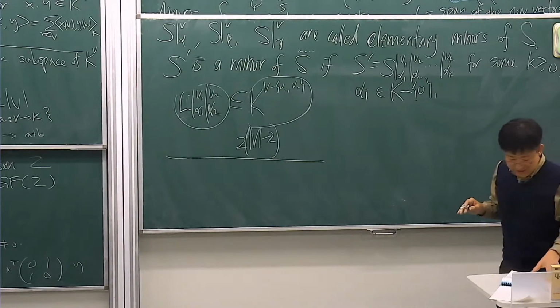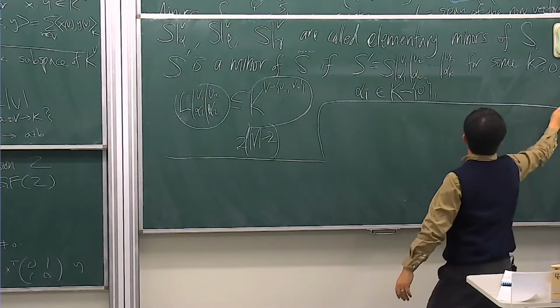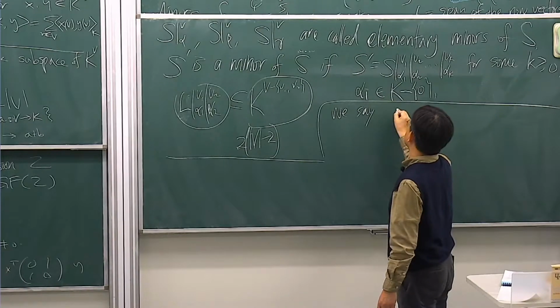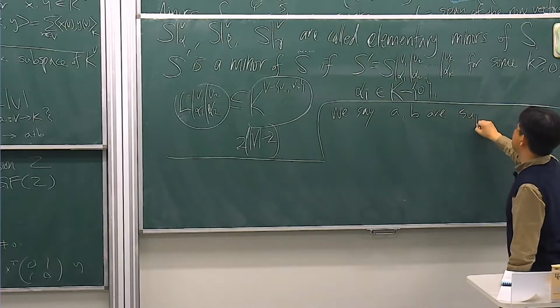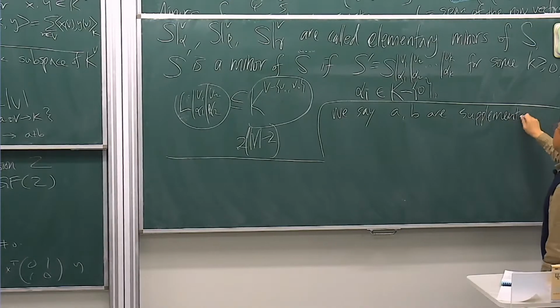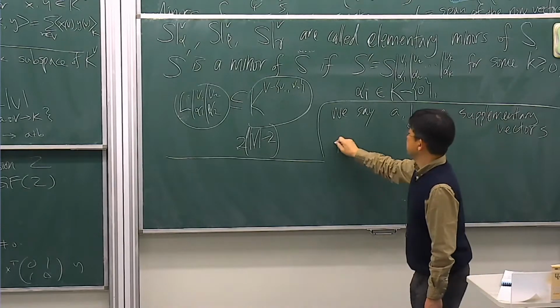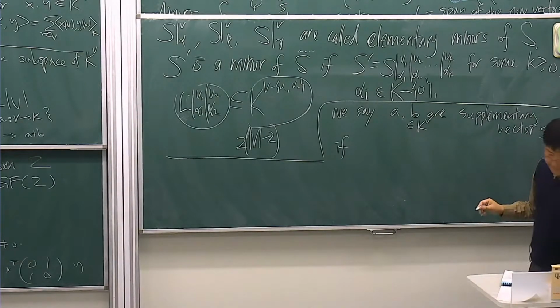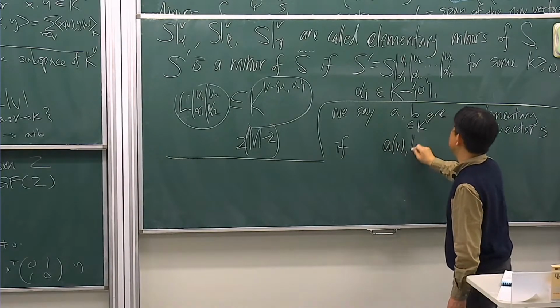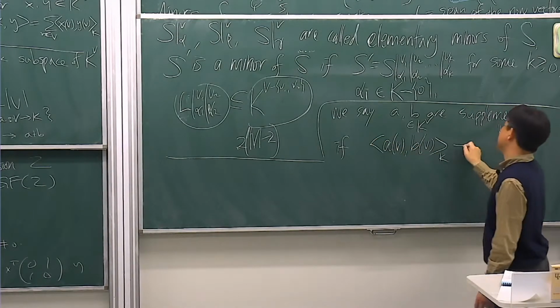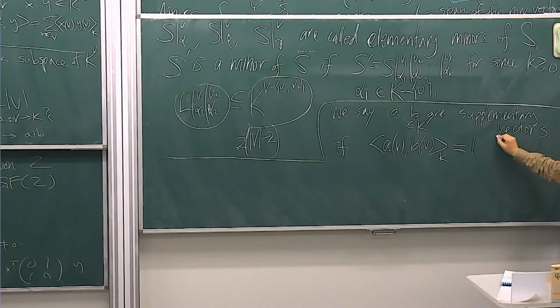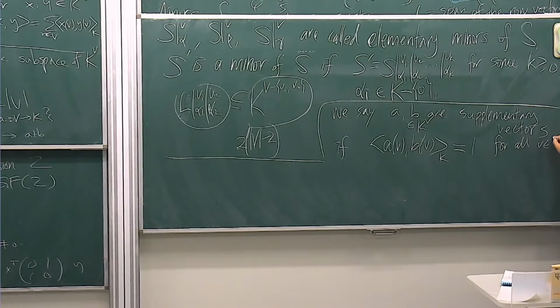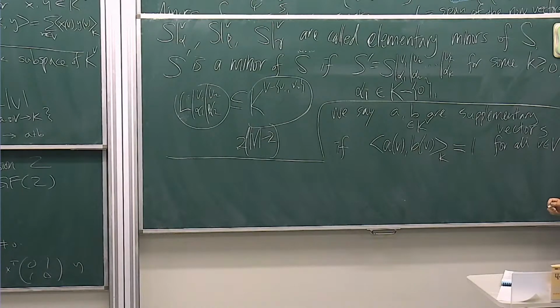Right? So we say A, B are supplementary vectors. Both are in K^V if, when you take the inner product of A_v and B_v, it's 1 for all v. So if I take A to be alpha everywhere and B to be beta everywhere, then they are supplementary.